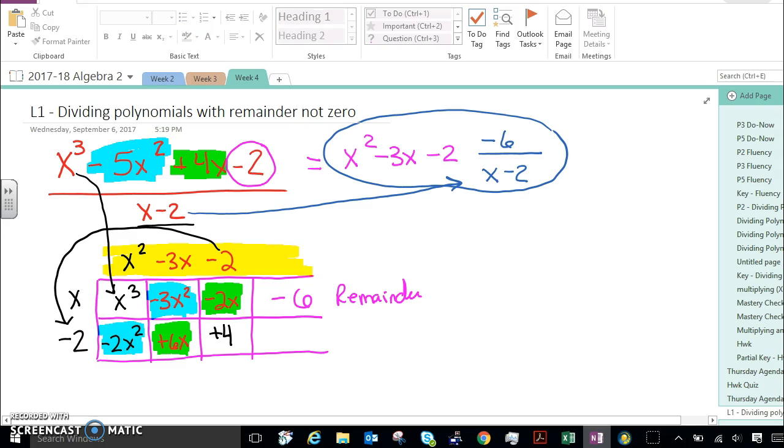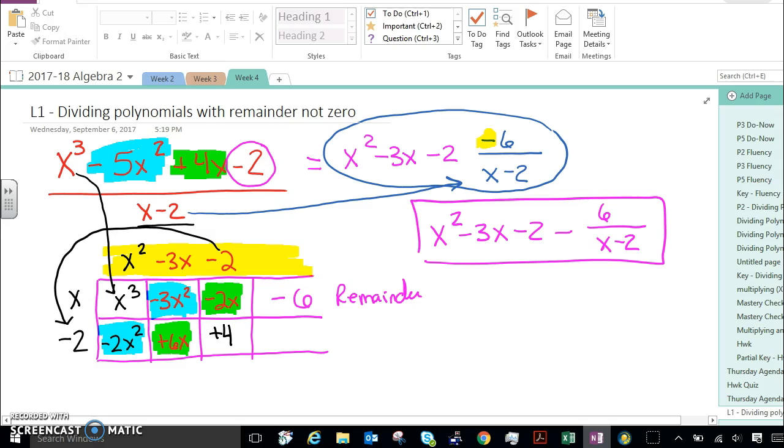And we would write this normally, instead of having the subtraction up here, we would write this as x squared minus 3x minus 2 minus 6 over x minus 2. This is the answer to our problem when we have a remainder and it doesn't divide evenly.